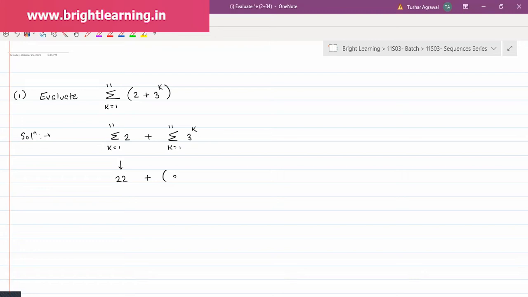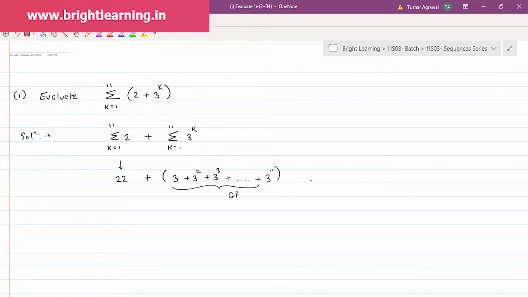And after this, what is the second summation? The second summation is 3 to the power 1, then 3 to the power 2. When k is equal to 3, it is 3 to the power 3, and so on up to 3 to the power 11. Can you observe that this is a geometric progression?